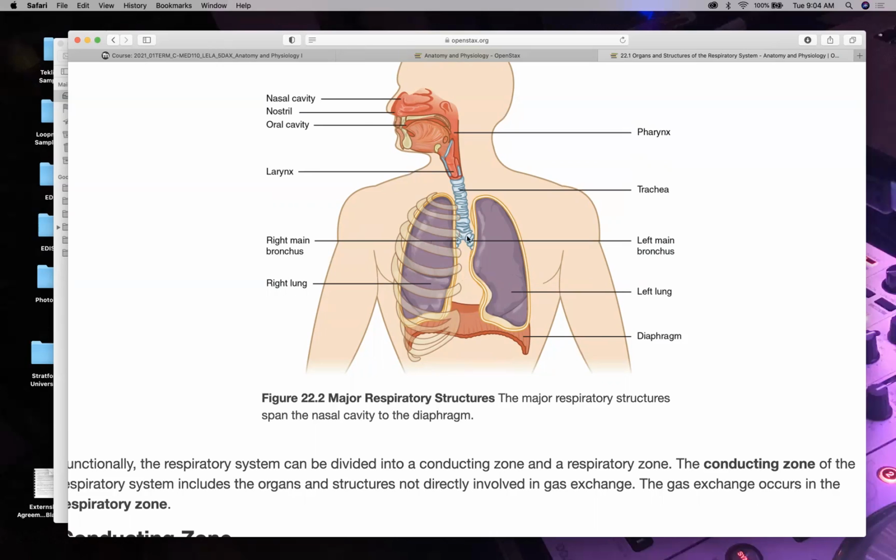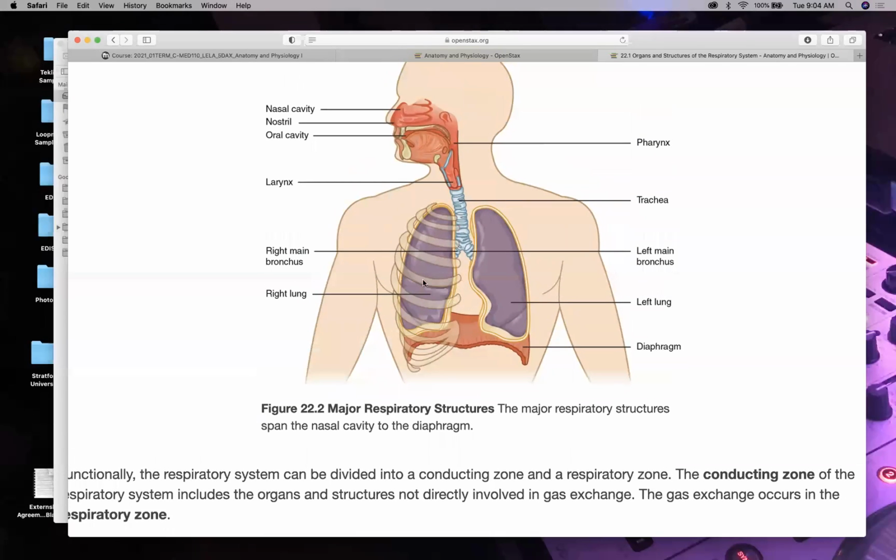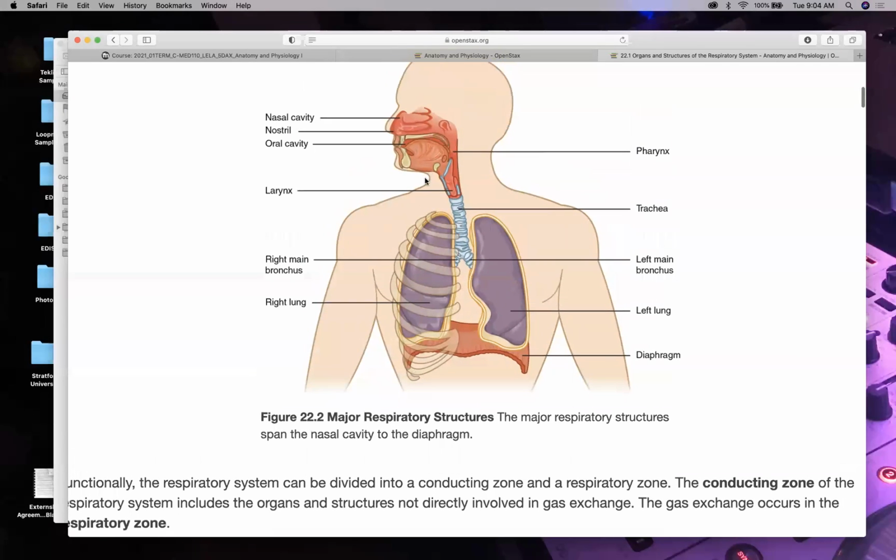And if you could see where the lungs are located, they're behind ribs, they're behind a lot of muscle in your thoracic cavity. So it's well protected because it is one of the primary things that keeps you alive.